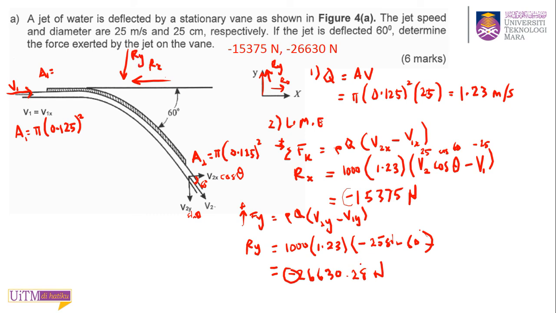Okay, and so they ask you to determine the force exerted. So this one is exerted force lah. Okay, you need to find in both directions. They don't ask you to find the resultant force. They ask you to find the force, in x and in y. So this in x and this is in y. Okay, sama jawapan dia. And this is quite simple. So that's why you get only 6 marks.